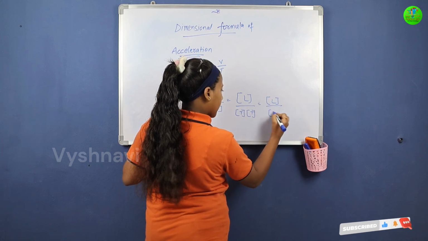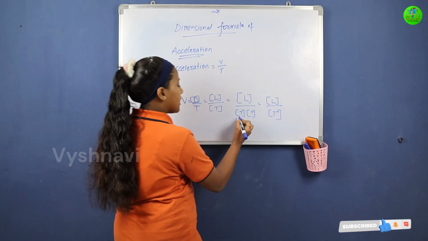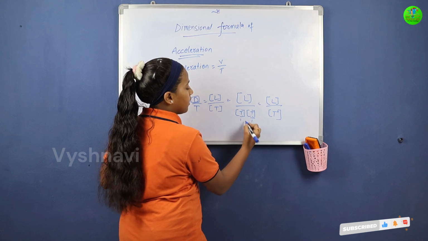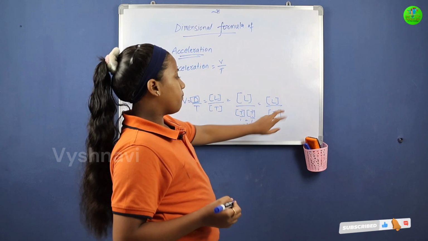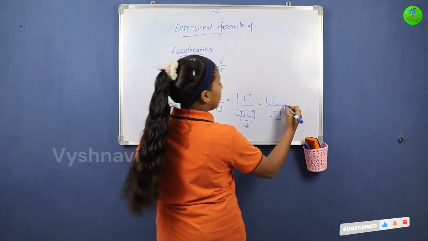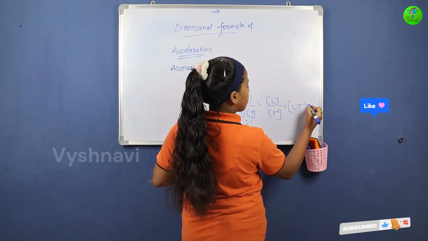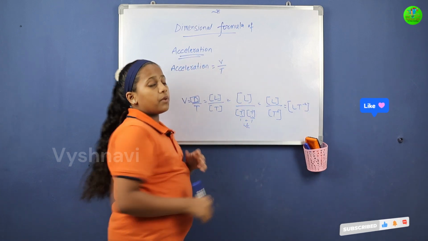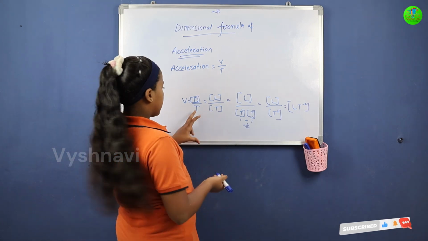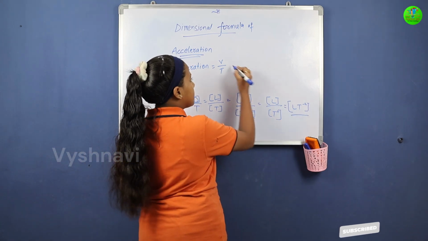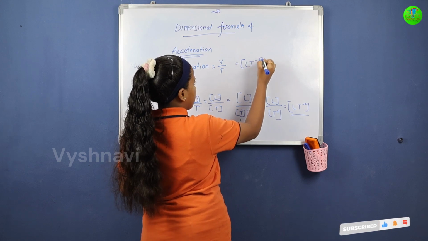L by T square. See, why T square? Because here is 1 T and here is 1 T. 1 plus 1 is equal to 2. So here T square. What is the formula now? L T power minus 2. What I told you, from down onwards when we take to upward it will become minus. So here the formula is L T power minus 2.